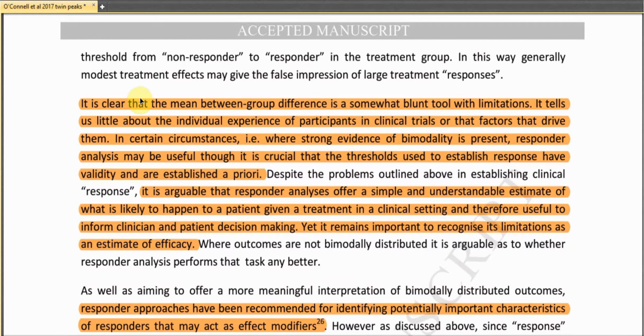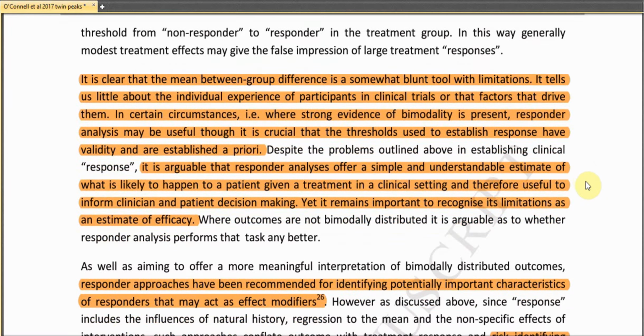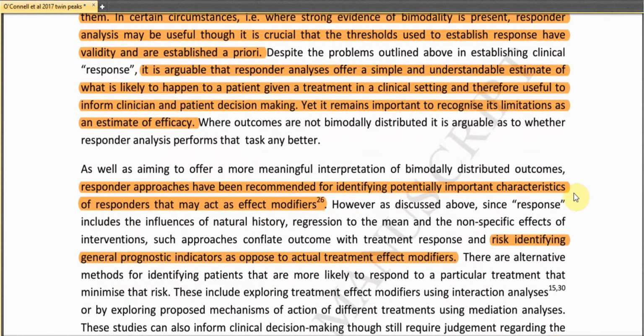So the authors conclude that although they agree that testing these mean between group differences in RCTs is a blunt tool, and we're missing a lot of information in doing this, they dispute that responder analysis is the answer. They don't think we can tell much more from doing this, because there just isn't that bimodal distribution, so it's inappropriate to do the analysis.